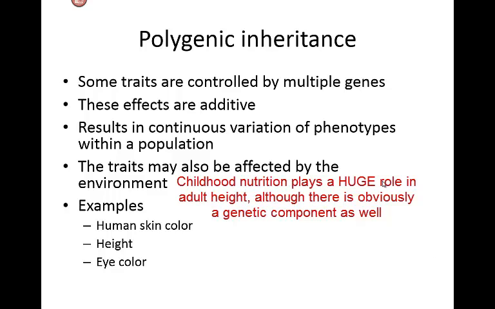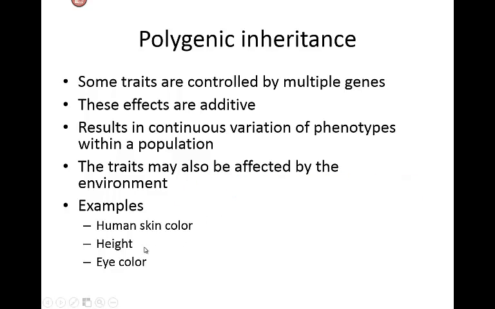A good example is human skin color. Humans have a whole variety of different skin colors. Height, people aren't exactly 5 foot, and then some people are 5'5", and then some people are 5'10". There's no gradation like that. People fit more of this bell curve. Eye color, there are a whole bunch of different eye color traits that can result in a variety of different eye colors as well.